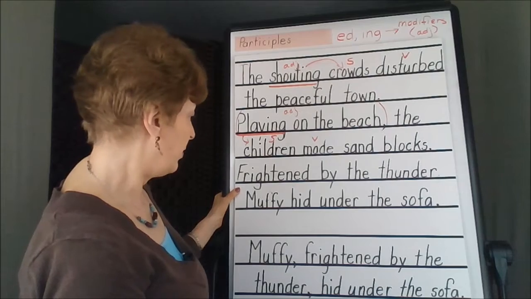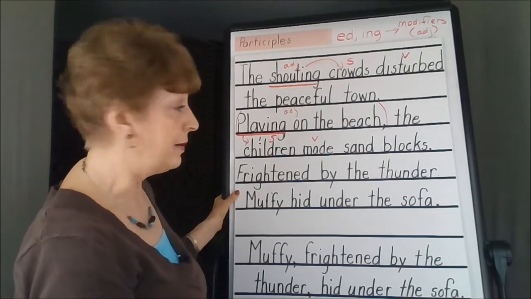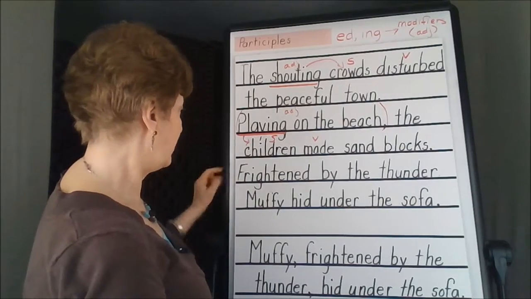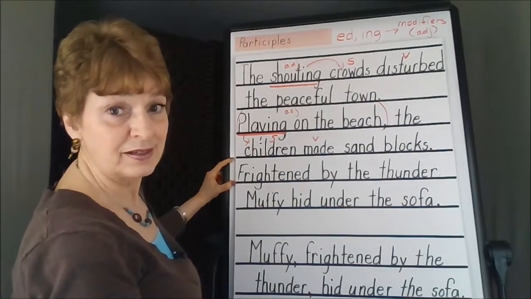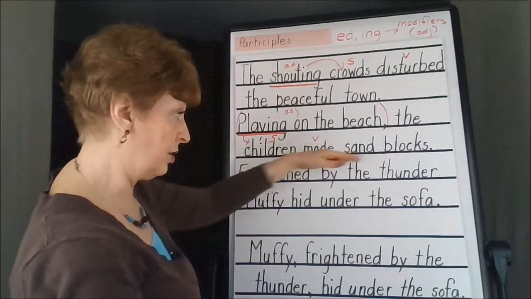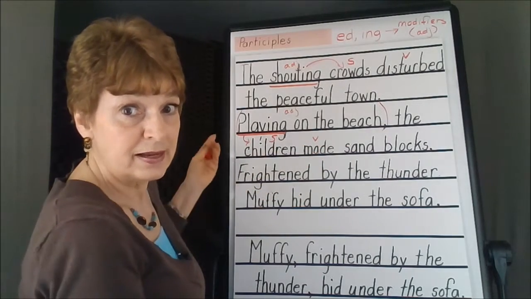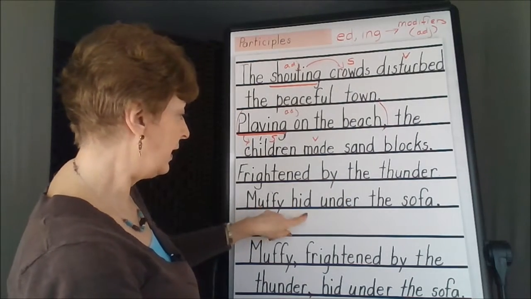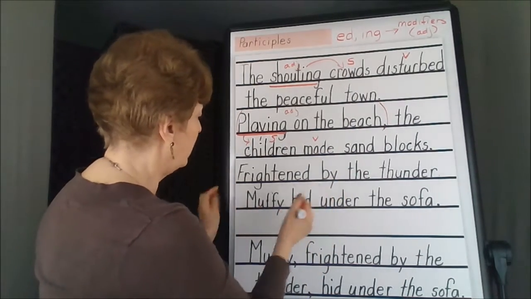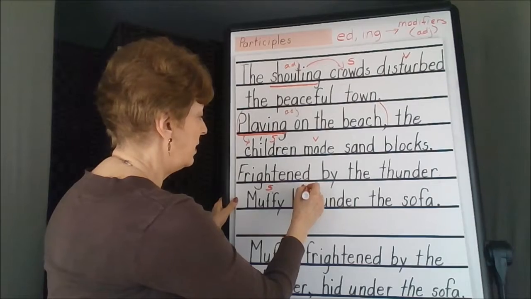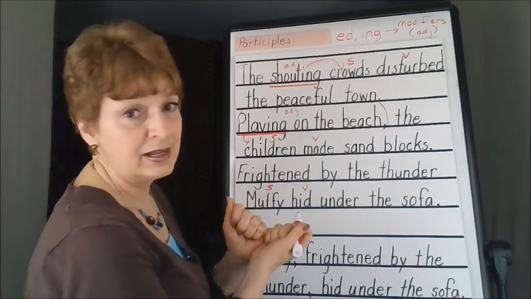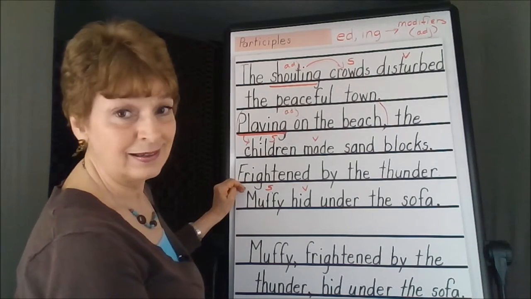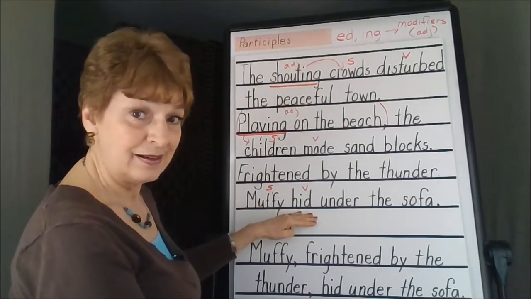Frightened by the thunder, Muffy hid under the bed. We're drawn to frightened, but there isn't a subject before it. It could be farther in the sentence, but let's see if we can find it. Frightened by the thunder, Muffy hid. I'm drawn right here to Muffy and hid. They're right next to each other. This follows the pattern much better. Because Muffy didn't frighten, Muffy hid.